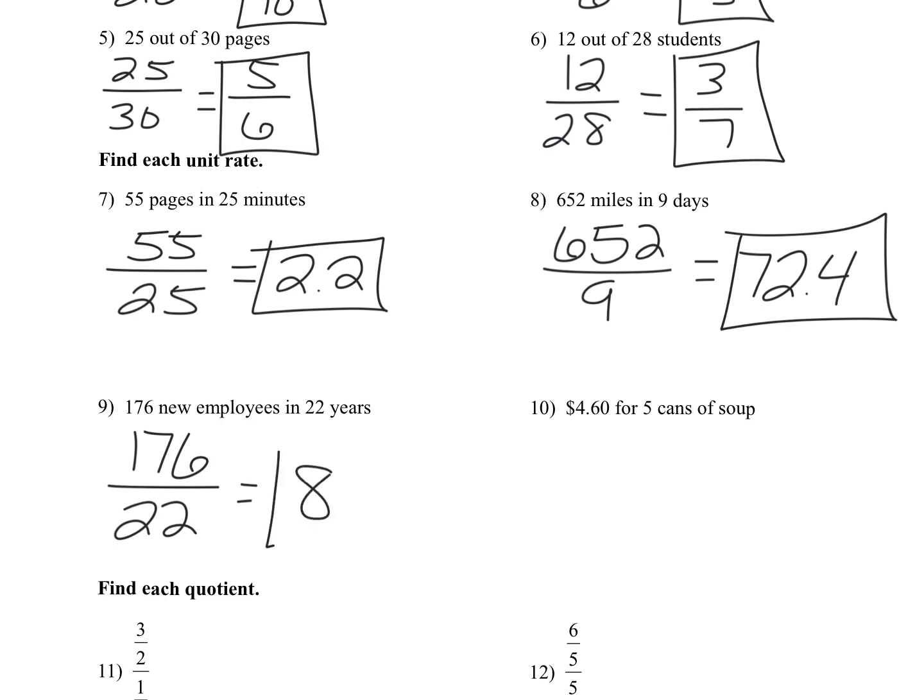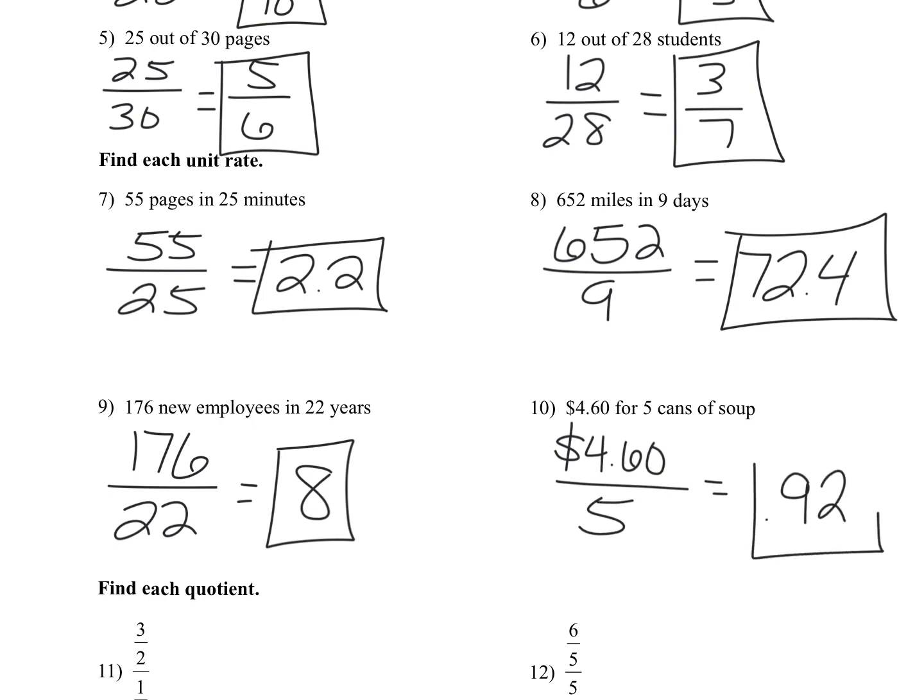Everyone agree? Okay. Last one, $4.60 for 5 cans of soup. We want to know how many for 1. How'd you get that? Divide 4.60 divided by 5. Good. And you got 0.92? Any questions on unit rates?